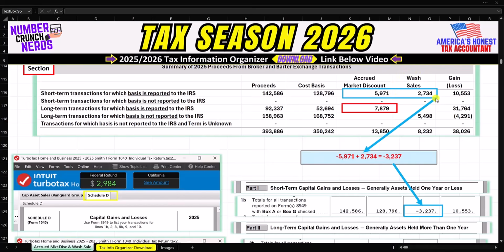This is a timing issue where our loss has been reduced, or another way to say that is our gain has been increased by this amount right here. And in a future year, when this new position is ultimately disposed of, the related gain in the future year will be reduced, or the related loss will be increased.